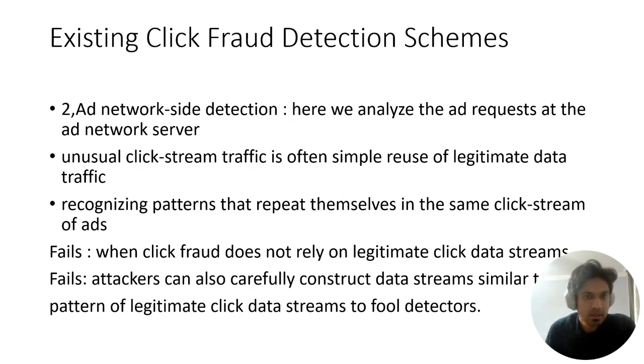And the second type is the ad network side detection, where we analyze the ad requests on the network server. So it's basically a server-side processing of your clicks to check whether there's any kind of click fraud happening. Unusual traffic is almost simple reuse of legitimate data, and whatever is repeated in the same click stream is recognized in terms of the ads. Where it fails is if the fraud does not rely on the legitimate click data streams, then it fails. And it also fails if the attacker constructs similar data streams to that of legitimate streams to fool the detector.